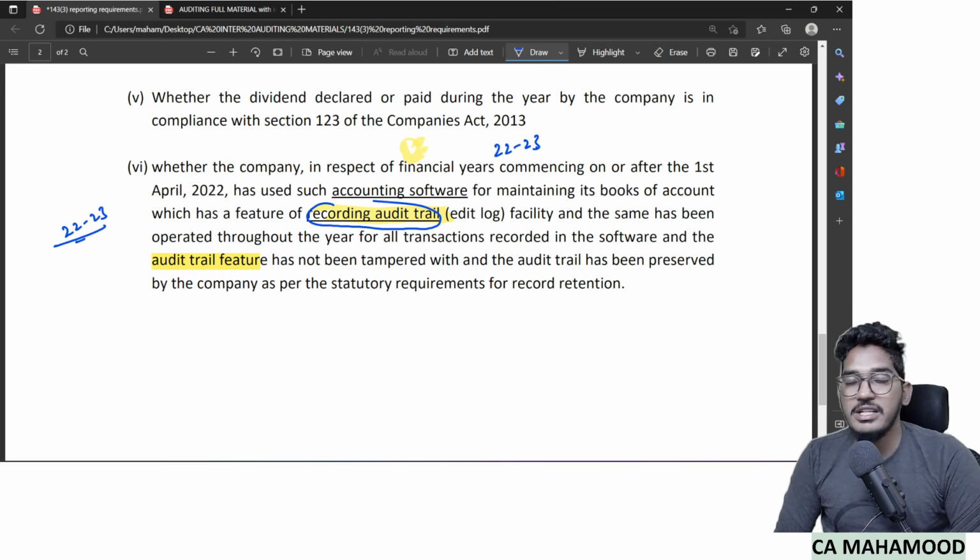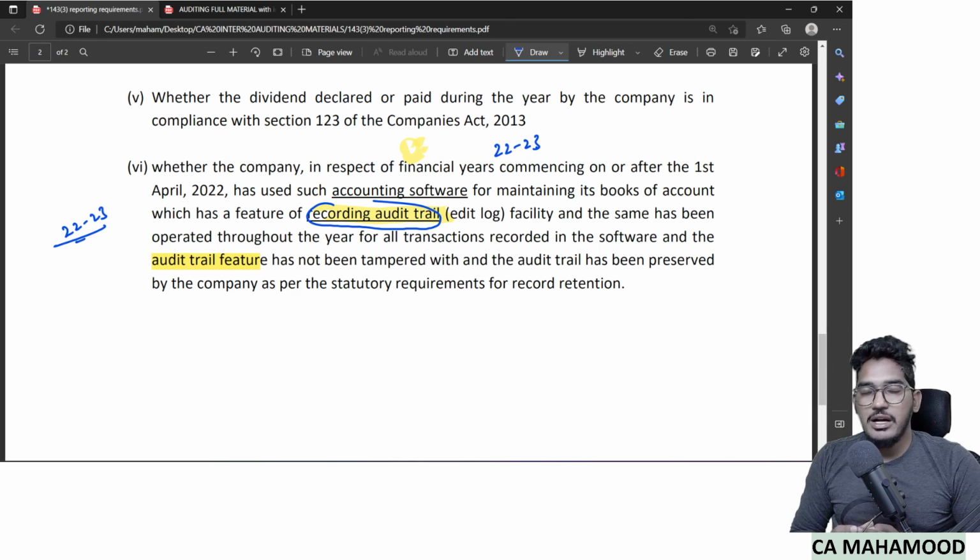Today Tally comes with this inbuilt feature. If the company is using the software called Tally, there is no separate requirement for worrying about audit trail. Why? Because Tally has an inbuilt facility to record that audit trail.